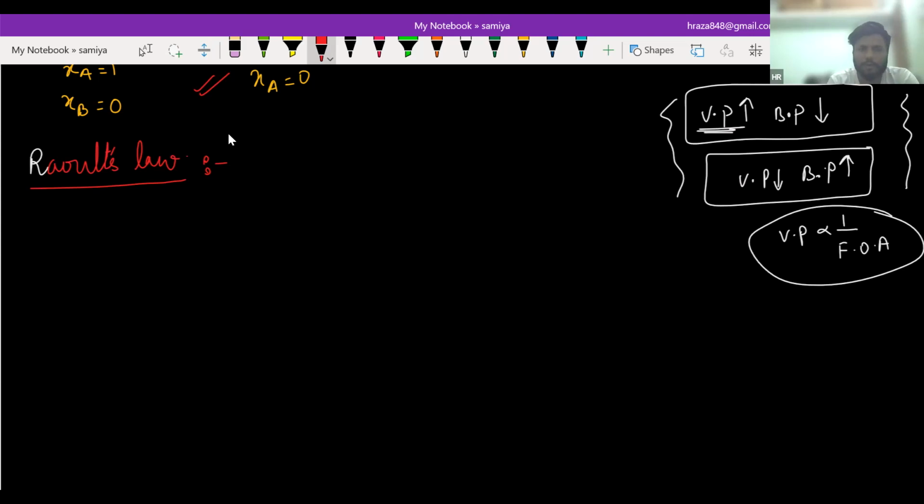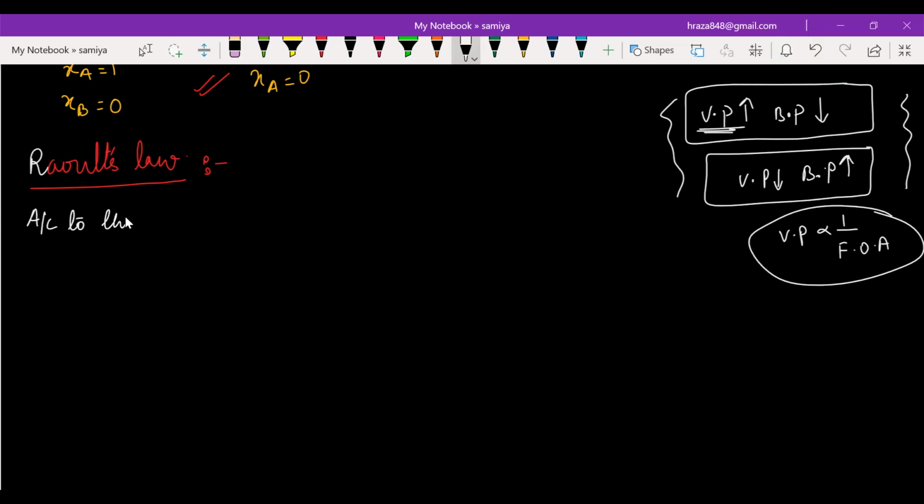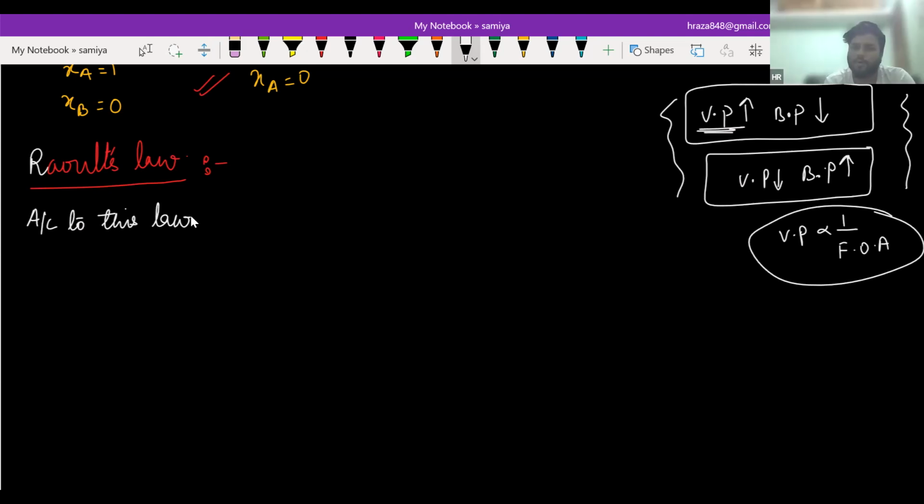Before explaining Raoult's law, I'm going to write it according to this law. So, sir, boiling point and force of attraction are directly proportional? Yes. With more force of attraction, the boiling point will be more. You can write it in your own words.